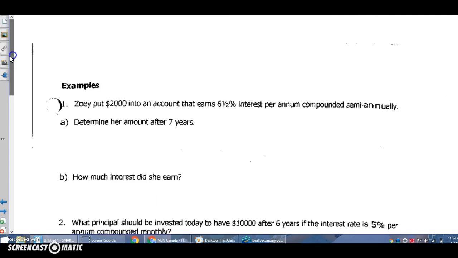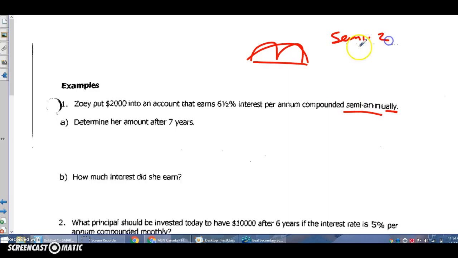Semi-annually. So you have your modifiers. When you look at the modifiers, anything that ends in -ly is a modifier. So instead of compounding once per year, you compound twice per year, and that's called semi-annually. Semi-annually, semi is 2.